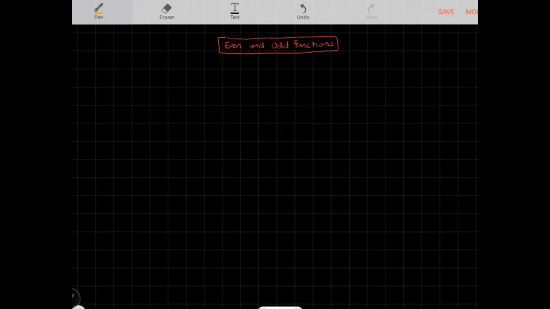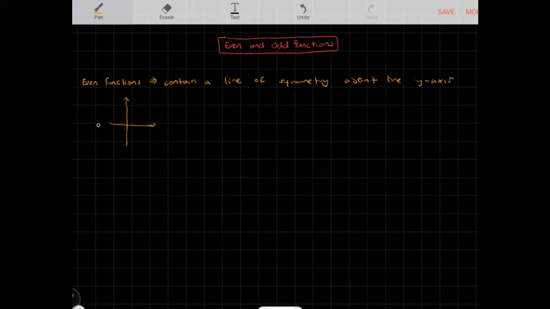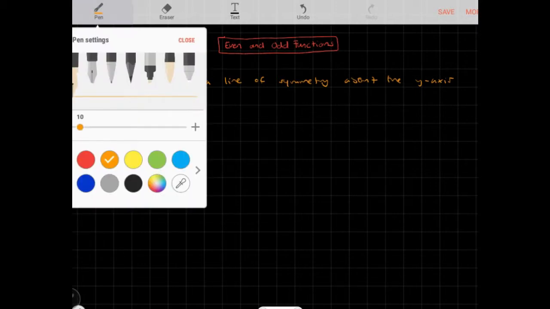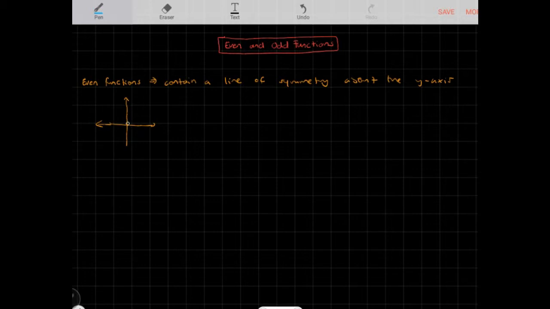Okay, so an even function, by definition, contains a line of symmetry about the y-axis. Okay, so an example of an even function, I think the most common type of even function is a quadratic function, right? So this is my quadratic function.